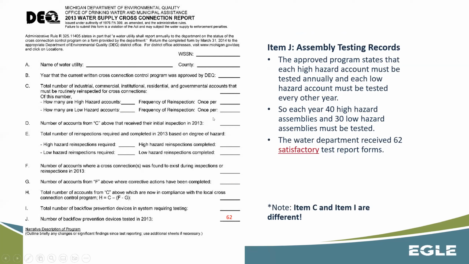So in this case, when we're looking from the top, like we're saying from C&I, your reinspection frequencies and your testing frequencies might be different. It'd be very convenient if they lined up, but that does not mean they have to be the same. So in this case, all we're seeing is that we had 62 satisfactory. That means the test was completed, it got good results, the assembly's working.